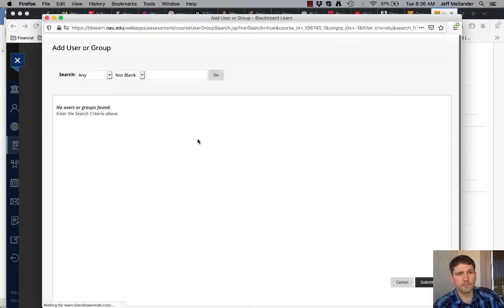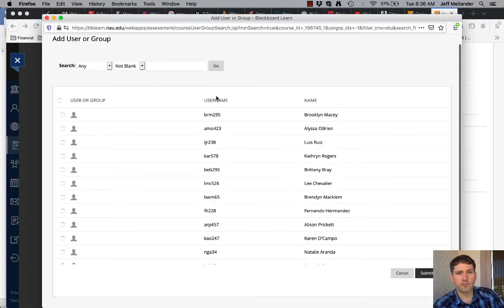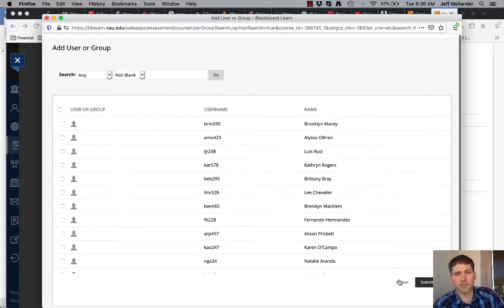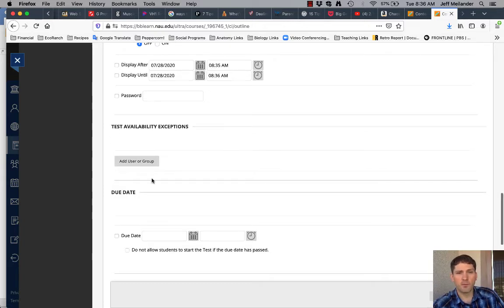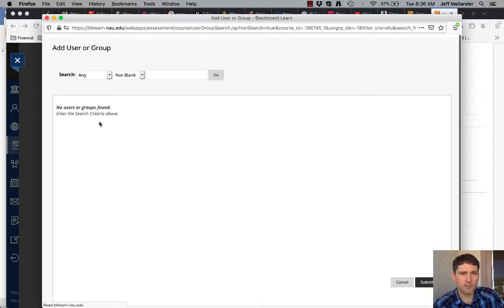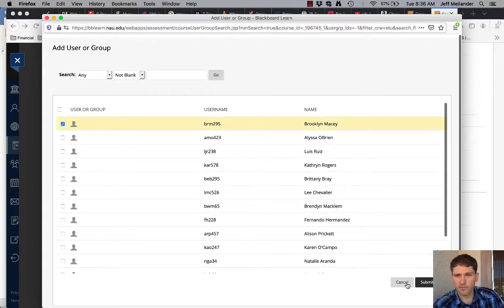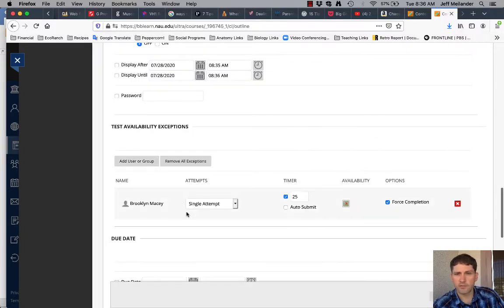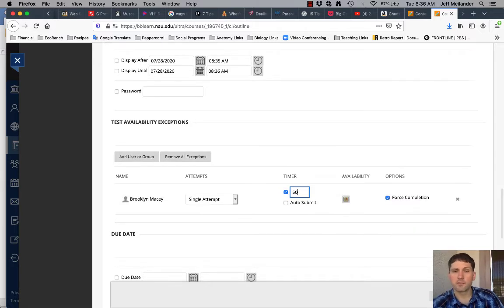You'll add a user, and then basically you're going to search for a person. You can click on that person's name and it will pop up here. Let's just pick out someone, the first person, and if we wanted to do this, you can see this pops up. Before they take this test, maybe they have double time in your class, so you're going to change that to 50. You don't need to change the availability, and then you're going to end up clicking submit.